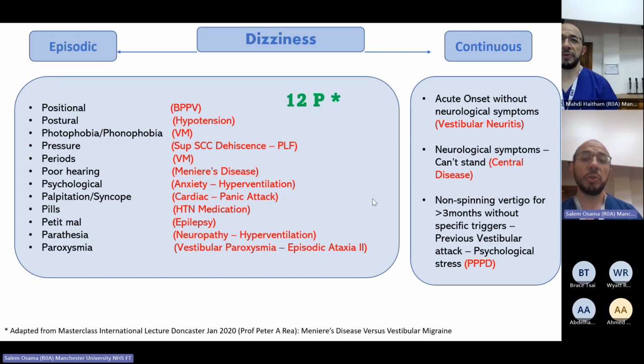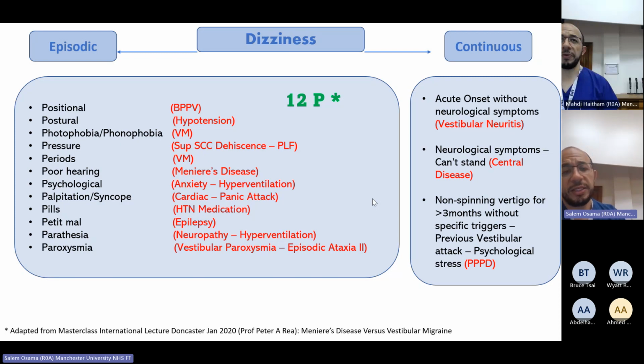For vestibular neuritis, usually it's acute onset without any neurological symptoms. If the patient has any positive neurological symptoms, and for example, he's just lying in bed, couldn't stand, it's a central disease. And the last thing, for triple PPPD, it's non-spinning vertigo for more than 3 months without any specific triggers, and there is some previous history of vestibular problem with psychological stress. So for episodic, we have 12B. If you keep 12B in your mind as a trigger for the episodic, you will nearly be able to identify where the problem is.